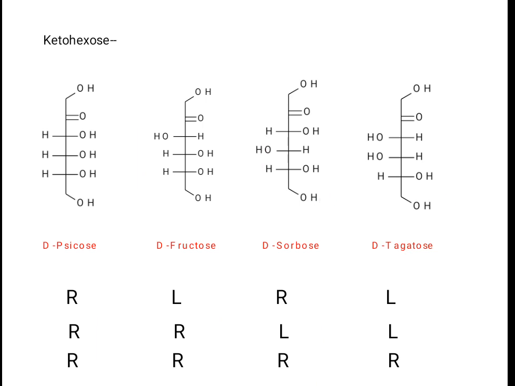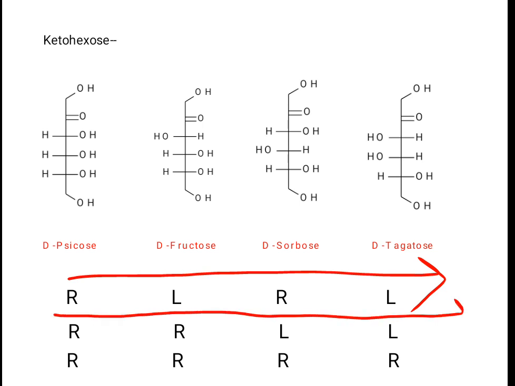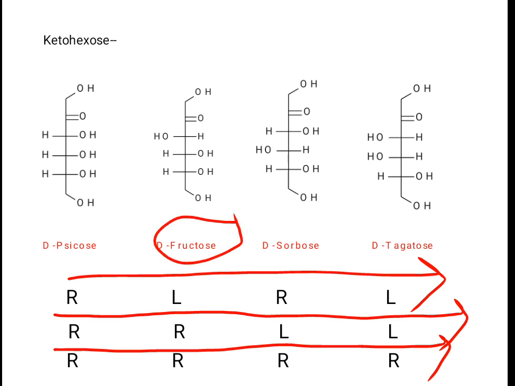So here also the same trend will go on. At first, write RL like this, alteration after 1. In the next line, there will be alteration after 2: RRLL. And in the third line, there will be no alteration: RRRR. So this is for the D family. If you want to get the L enantiomer, for instance the L-fructose, you know the structure of D-fructose, just take the mirror image of this and you will get the L-fructose. You get it?